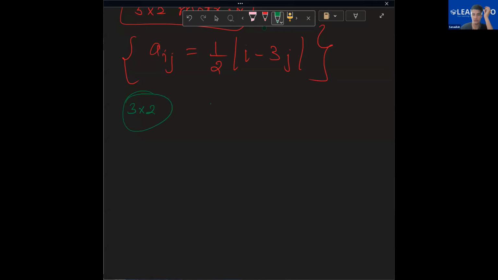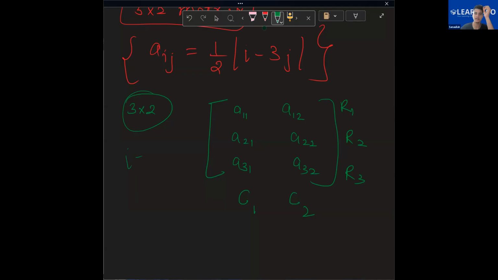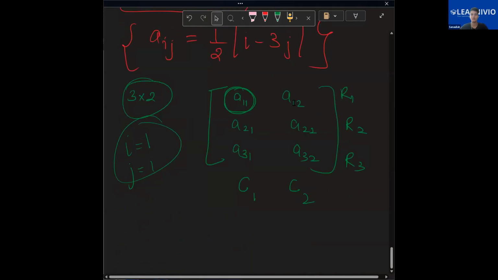So you have a 3 cross 2 matrix. You have 3 rows, that means row 1, row 2, row 3, and you have 2 columns, C1 and C2. Just find these elements. This is A11, this is A12, this is A21, this is A22, this is A31, and this is A32. Just put the values of i and j. For the first element, i is 1 and j is 1. Put the values in this formula and you can get your elements and easily construct the 3 by 2 matrix. Do it fast.